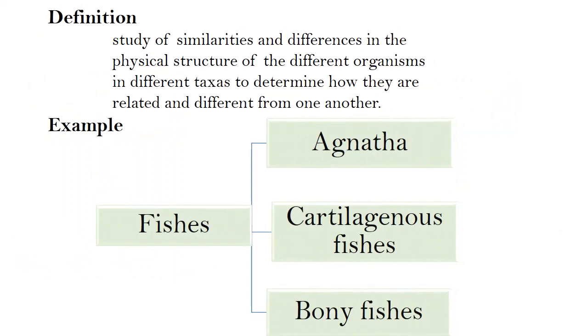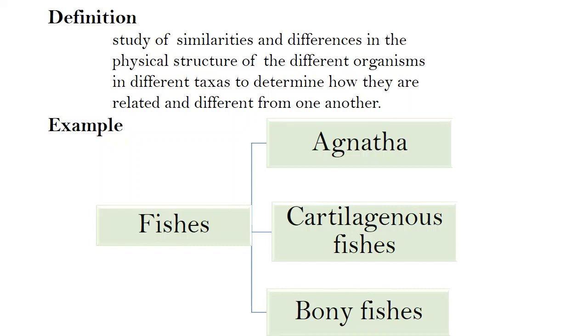If we define it, it is the study of similarities and differences in physical structures of organisms in taxa to determine how they are related and different from one another. In comparative morphology, we compare two things, and comparison means that we are finding the similarities and differences between them. Here we compare organisms in different taxa. Taxa are basically categories in which we arrange organisms, starting from phylum down to species, which is the most specific taxon.